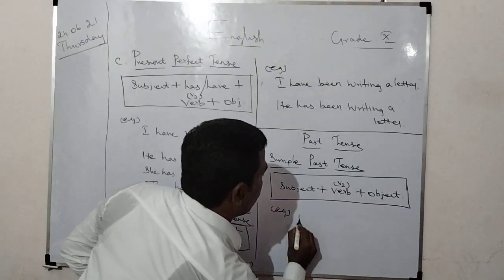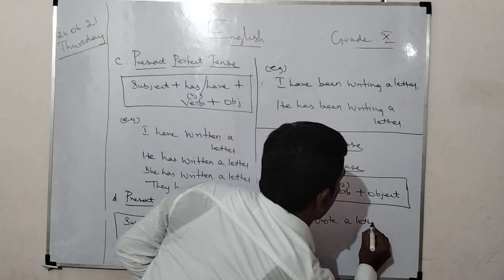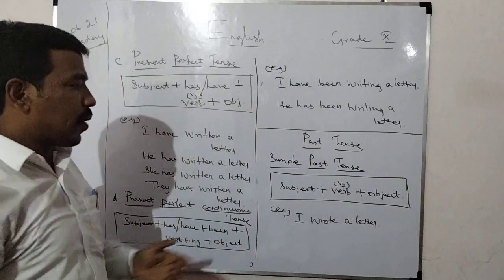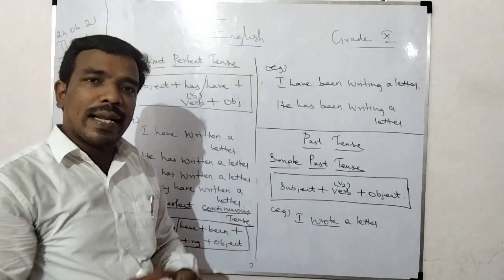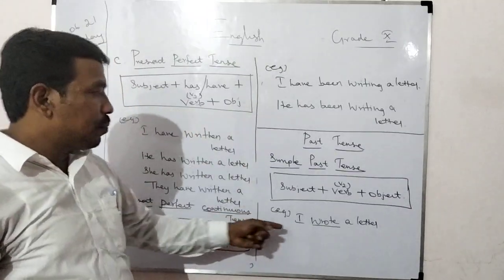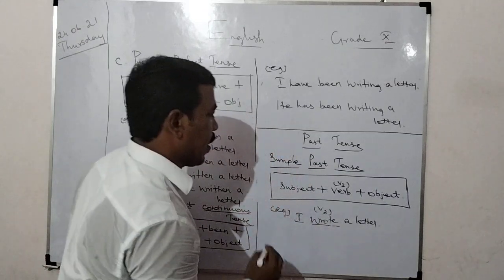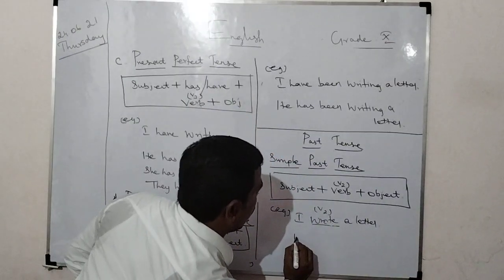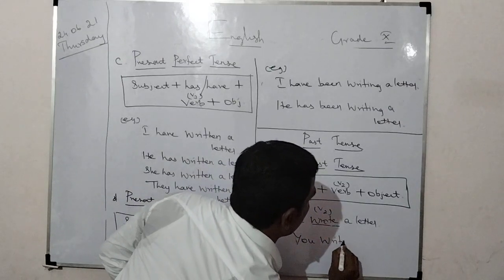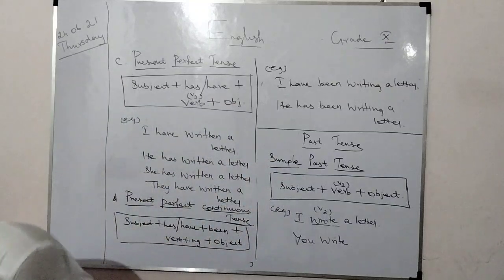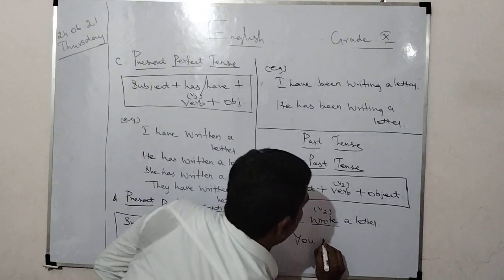For example, I wrote a letter. What is it? The verb in the first form is write: I write a letter. Here, I wrote a letter. So this is the V2 form of the verb. Second, you wrote a letter, not write a letter.